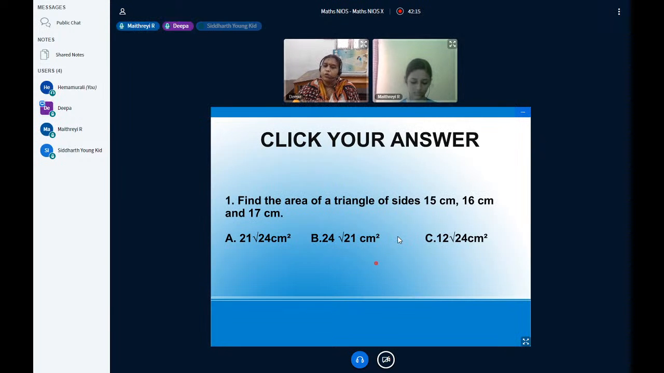Now you find out the area of the triangle of sides 15 centimeter, 16 centimeter, and 17 centimeter. Find out. Any doubts? Ask me.